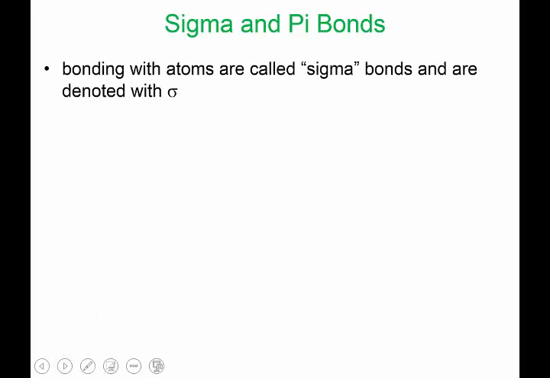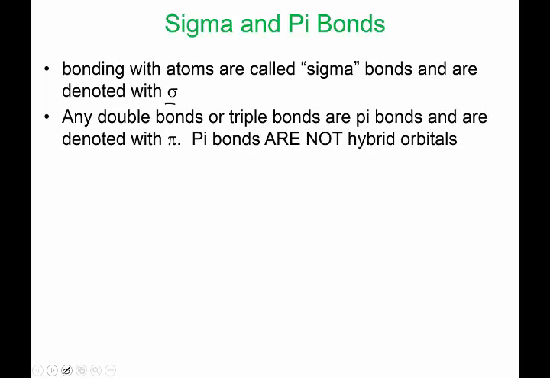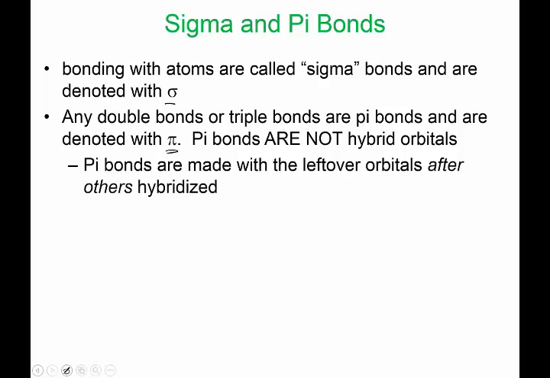Okay, so bonding with atoms are called sigma bonds and are denoted with the Greek letter sigma. Any double bonds or triple bonds are pi bonds and are denoted with the Greek letter pi. Pi bonds are not hybrid orbitals. So pi bonds are made with leftover orbitals after others have hybridized. We'll look at a couple examples when we show carbon.